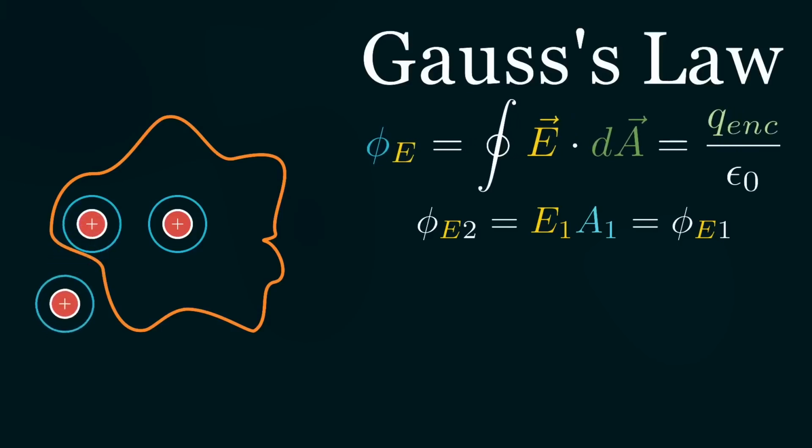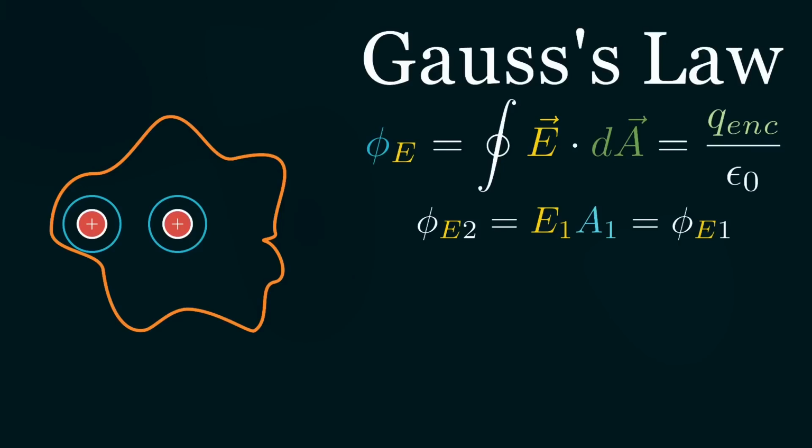And just for completeness, if we have a charge that's outside the surface, say over here, then it'll have a flux that goes both into and out of the surface. So if we use the same arguments, the amount of flux going into the surface has to equal the amount of flux going out of the surface, and so they're going to cancel with each other, leaving us with zero net flux for charges that are outside the surface.